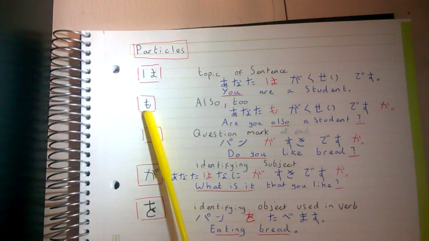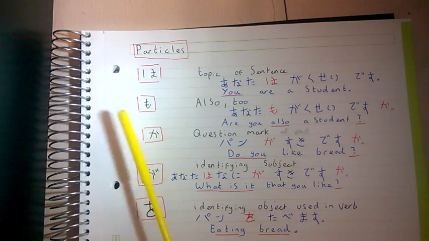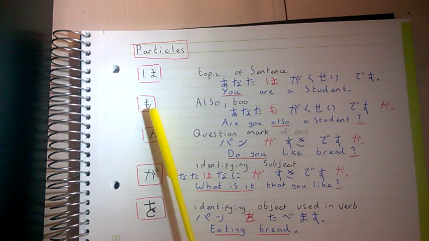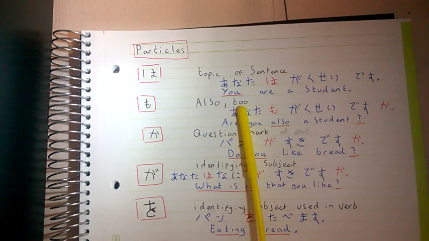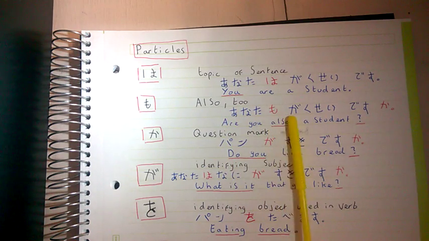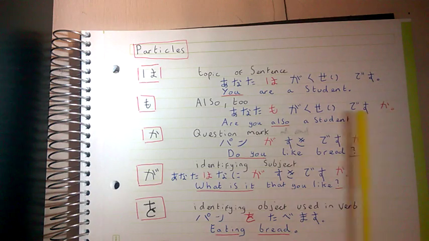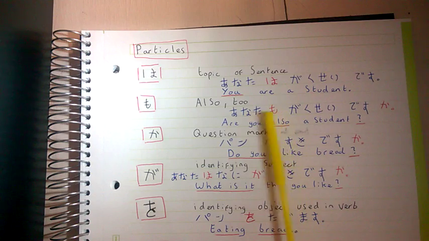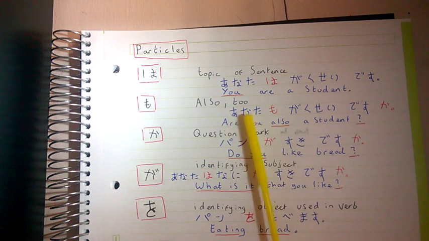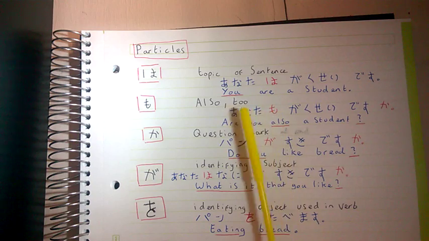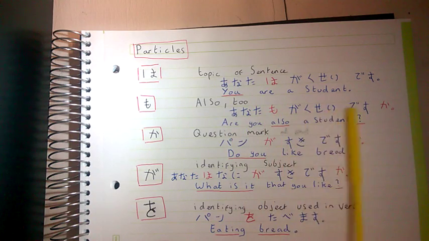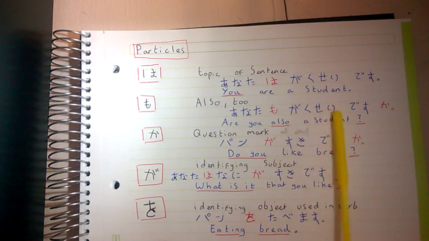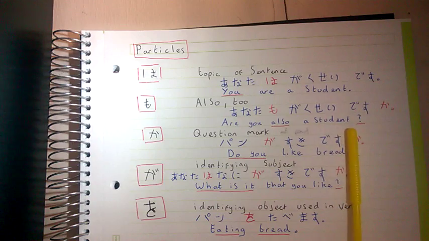Another thing is mo. Mo is spelled with mo, and it's still mo. And if you say watashi mo, that means me too. So also, or too. So I put anata mo gakusei desu ka. Ka I'll do next, it's the question mark. So it's, are you also a student? Mo is something that you are as well. So you put watashi mo gakusei desu. I'm a student too, is what that would say. So anata mo gakusei desu ka? Are you also a student? Are you a student too?